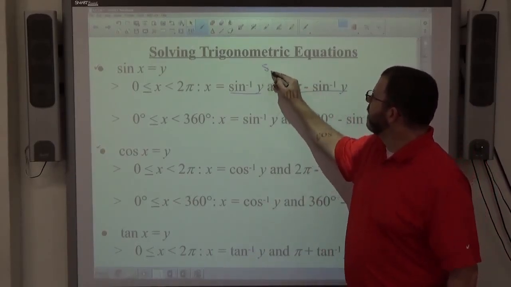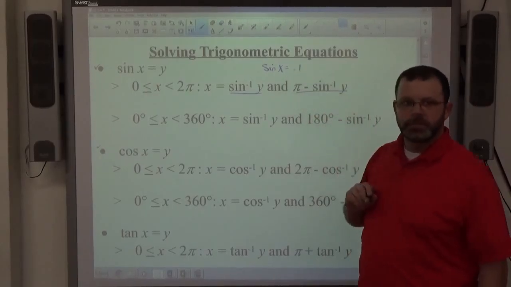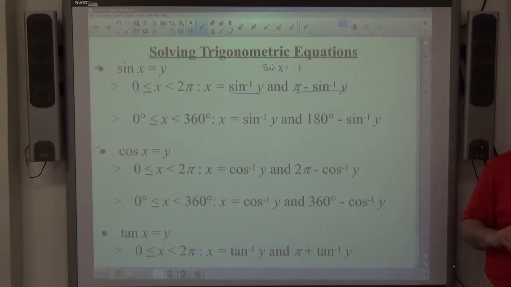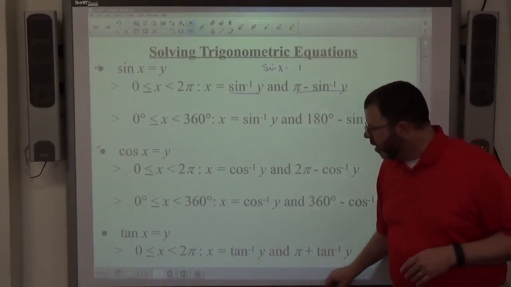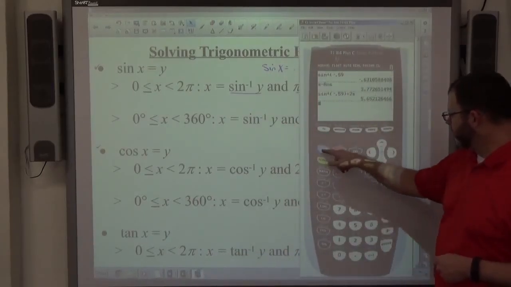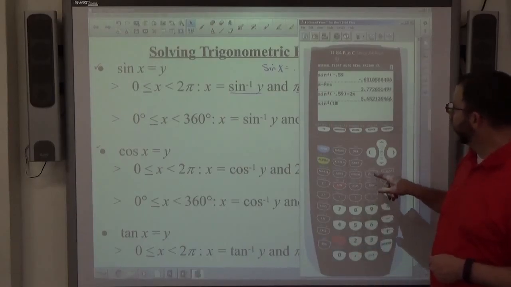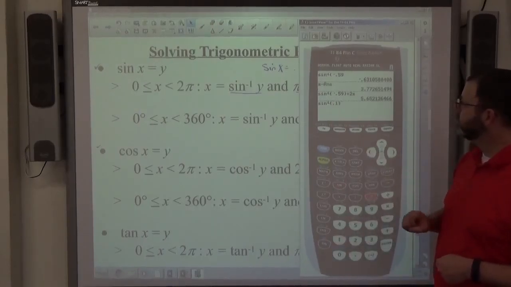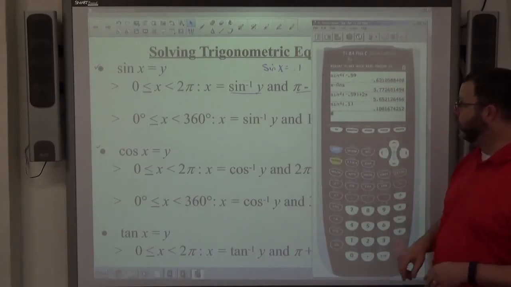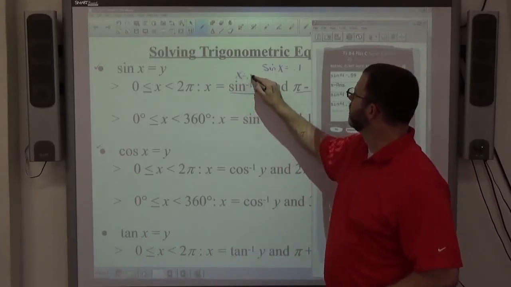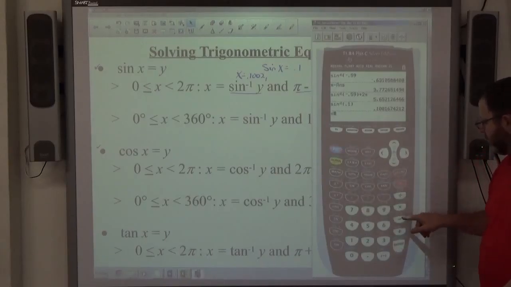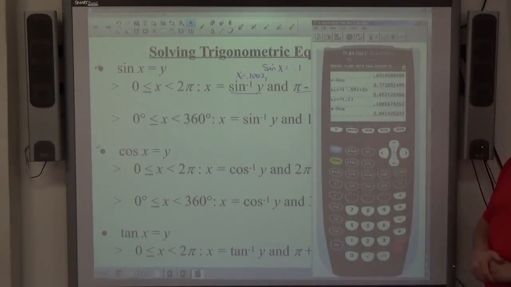Example, sine of x equals 0.1. 0.1 is not one of those 5 numbers, right? It's not 0, it's not a half, it's not the square root of 2 over 2, square root of 3 over 2, or 1. All right? So what I would do, in radians, I would do inverse sine of 0.1, which gets me the answer 0.1002. But I also get a second answer by doing pi minus that answer. So pi minus that answer gets me the other one, 3.0414.